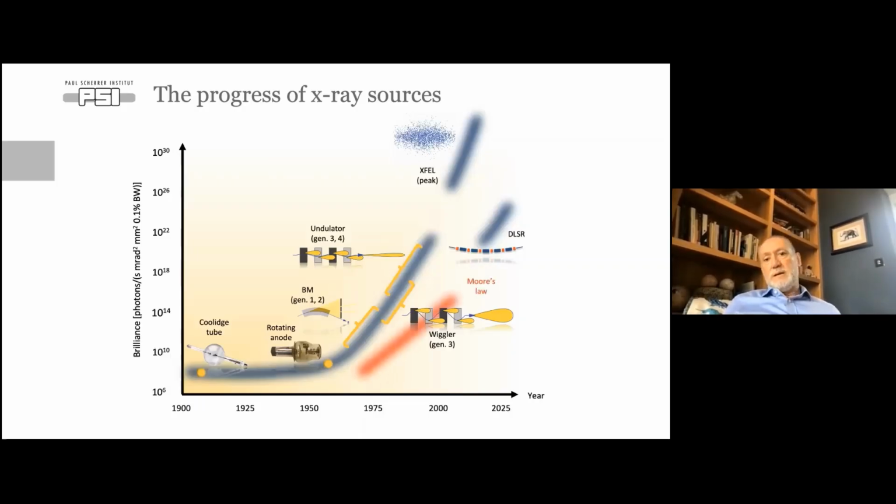Just as an interesting point, one often hears about Moore's law and the exponential increase in computing power as a function of time. And if one actually looks at the gradient on this semi-logarithmic graph here of the progress of X-ray sources, one sees that it outpaces that of Moore's law by some substantial margin.